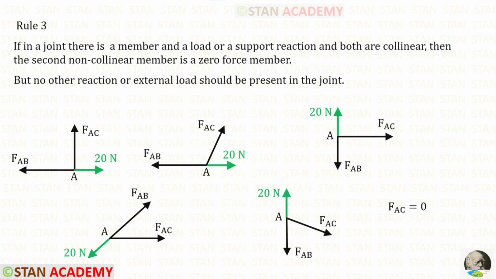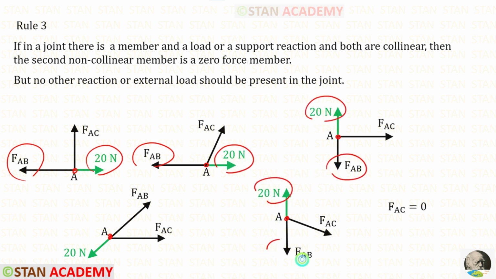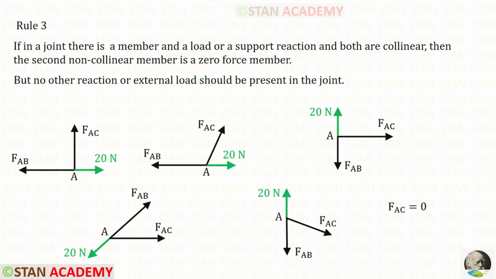Now let us see rule number 3. If in a joint there is a member and a load or a support reaction and both are collinear, then the second non-collinear member is a zero force member. Let us take the joint A. In the joint A, there is a member force and load which are collinear. In this case, the second non-collinear member is a zero force member. That means FAC will be 0.